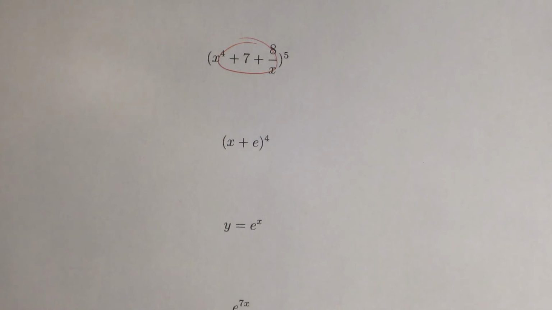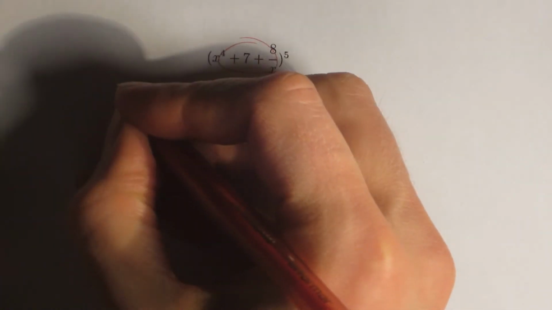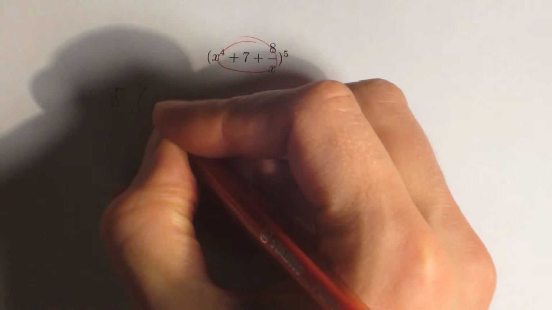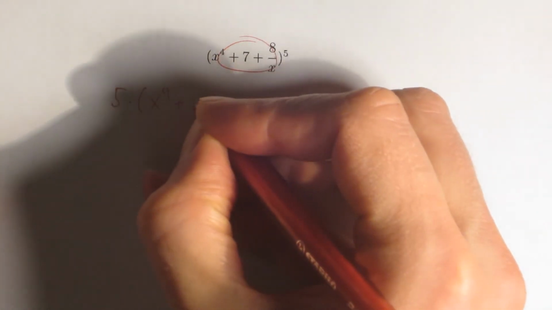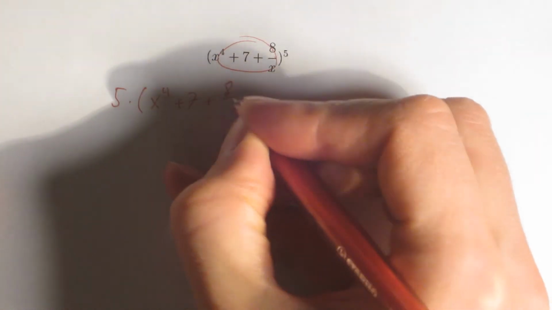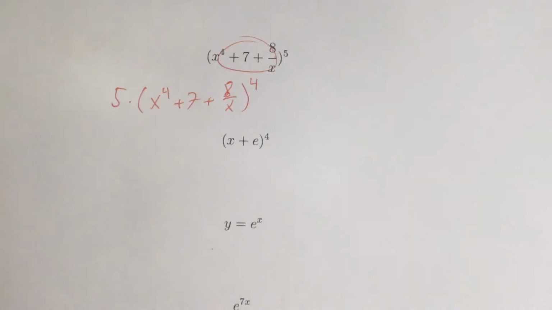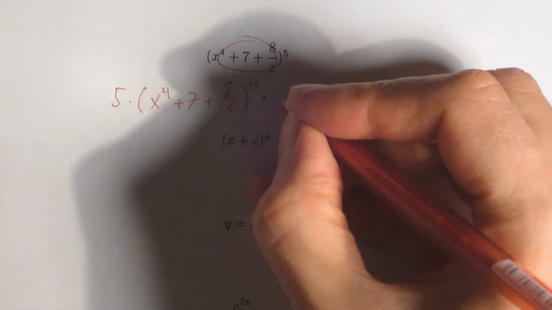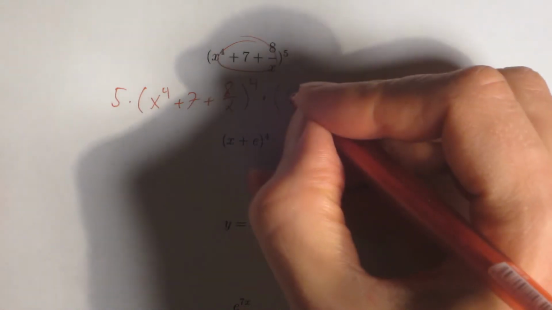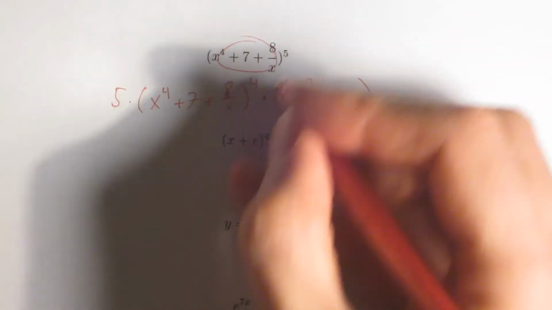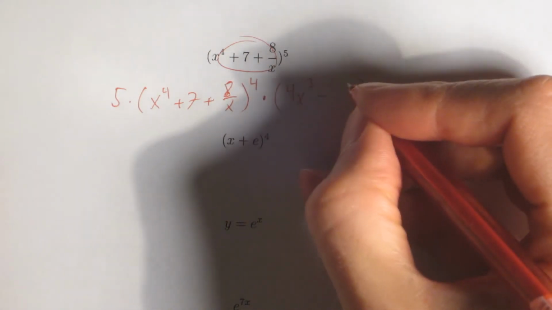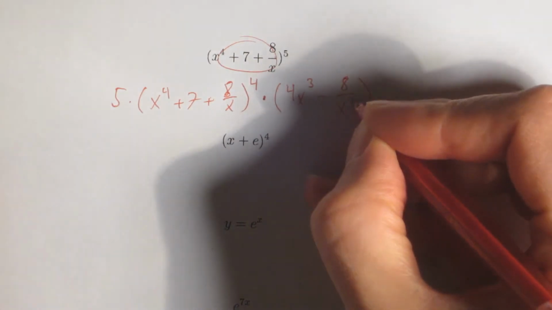To differentiate this one, we view x^4 plus 7 plus 8 over x as the inner function and use the chain rule. So inside your head you have something to the power of 5, and so if you differentiate that then by the chain rule you get 5 times (x^4 plus 7 plus 8 over x), now all to the power of 4, and as always in the chain rule you multiply by the derivative of the inner function, which in this case is 4x^3 minus 8 over x squared.